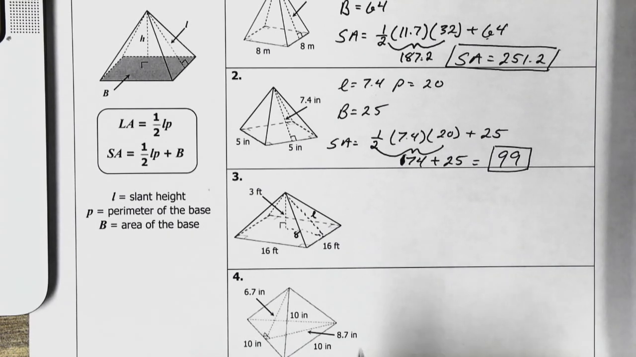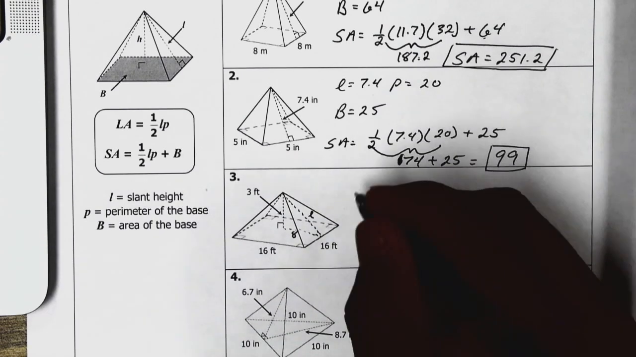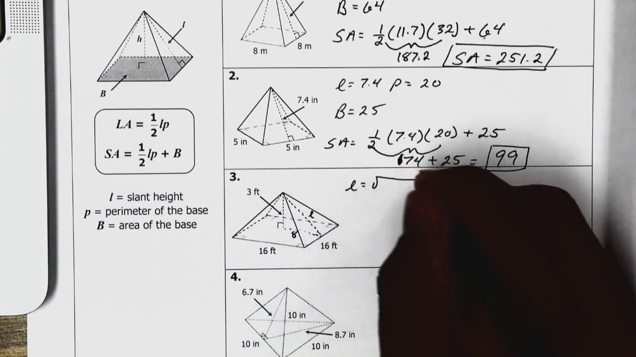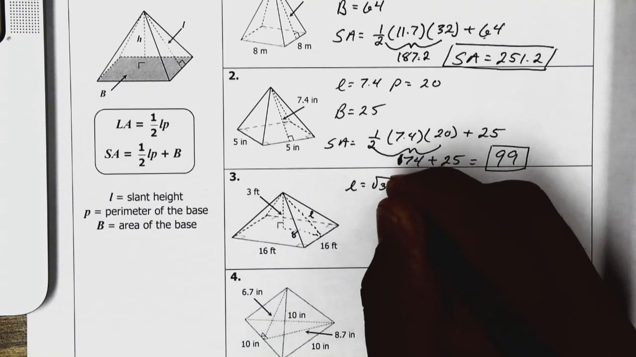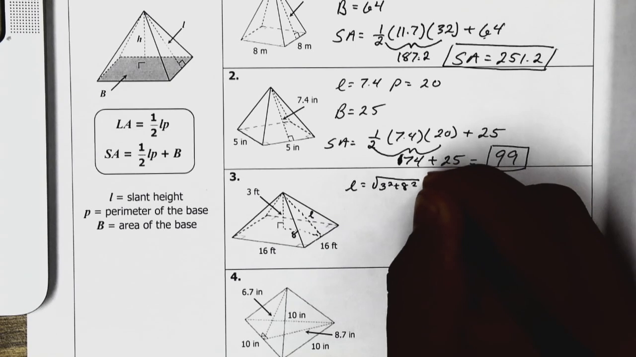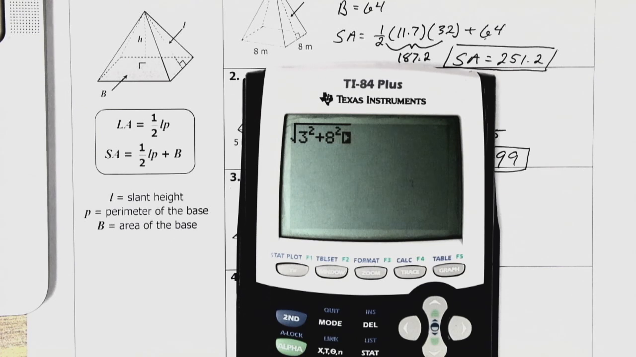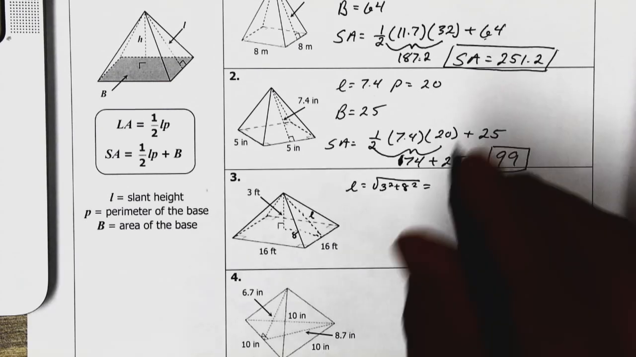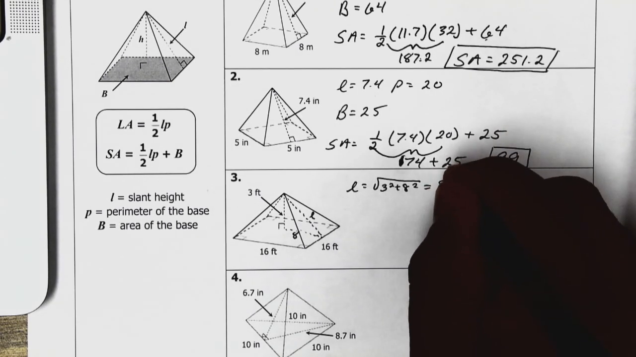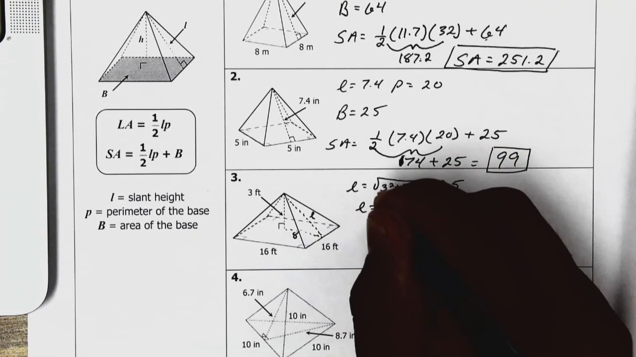So it is the hypotenuse, so L is equal to the square root of 3 squared plus 8 squared. So the square root of 3 squared plus 8 squared is 8.54. So we'll round that up to 8.5. So there's my L. My L is 8.5.